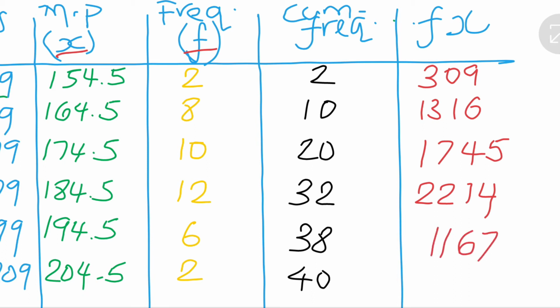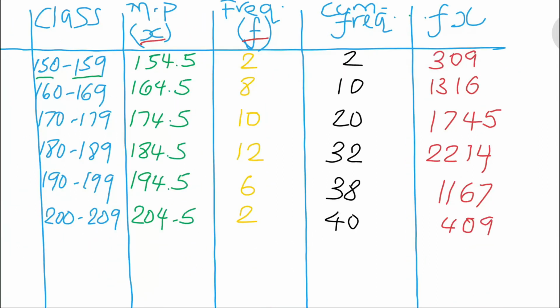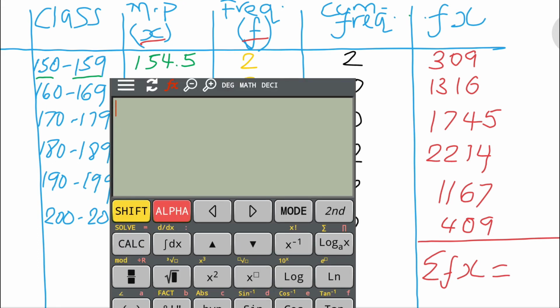204.5, we are multiplying by 2 to get 49. So we have populated the table. Now the next thing we need to do is to get the summation of fx. So we need to get the values here. Summation of fx, and we shall just use our calculators to add the values.